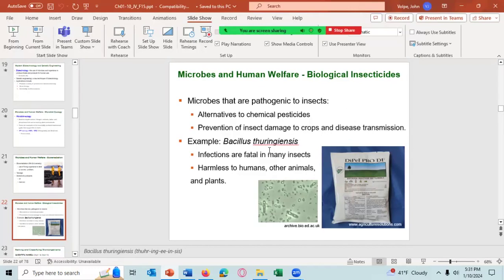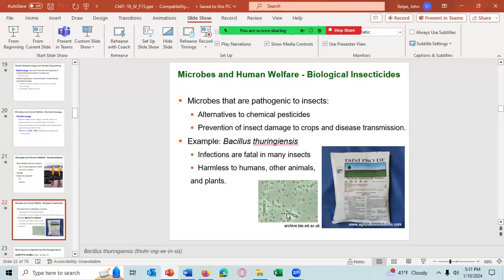An example is Bacillus thuringiensis, a microbe that is fatal to many insects. However, Bacillus thuringiensis is harmless to humans and plants and other animals. And there we see this bag of Bacillus thuringiensis, and you can use it as a biological insecticide. And there we see Bacillus thuringiensis right there.